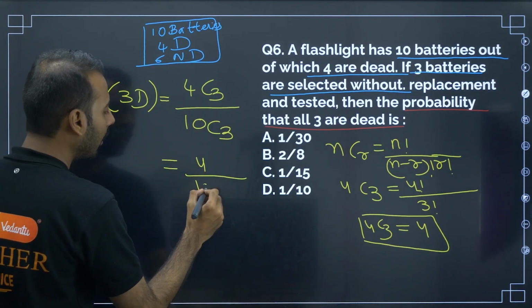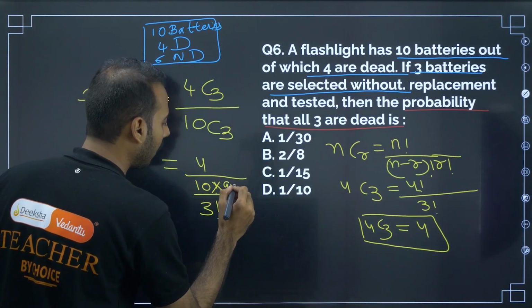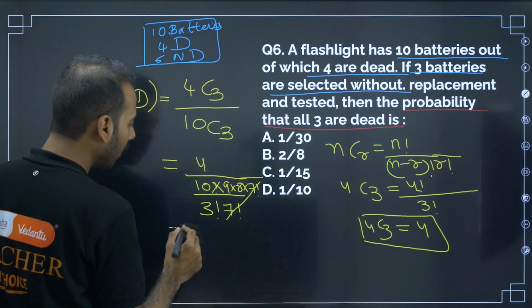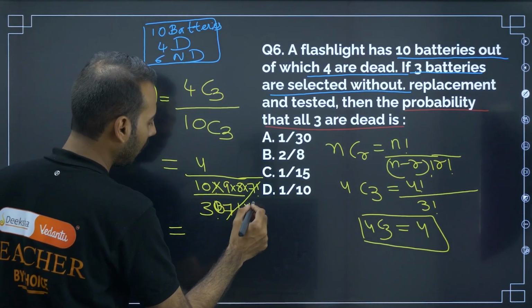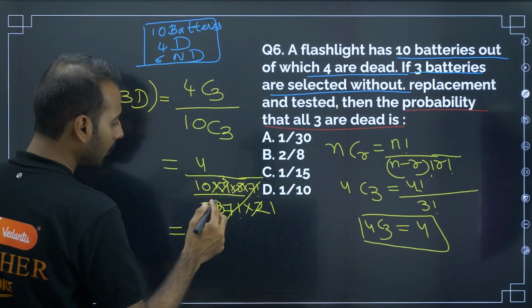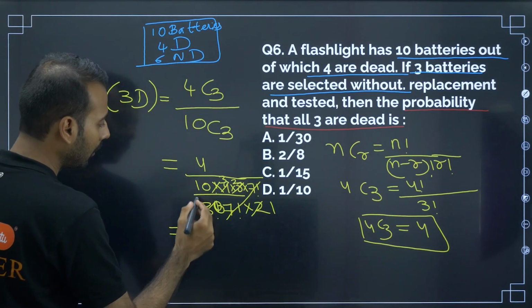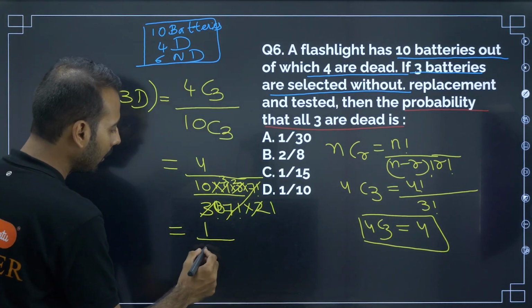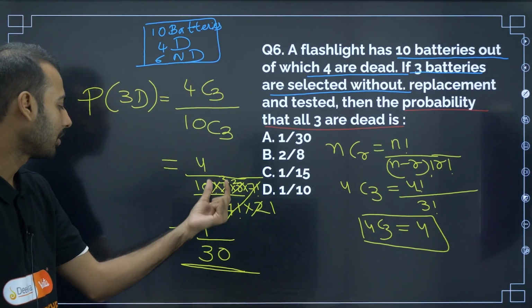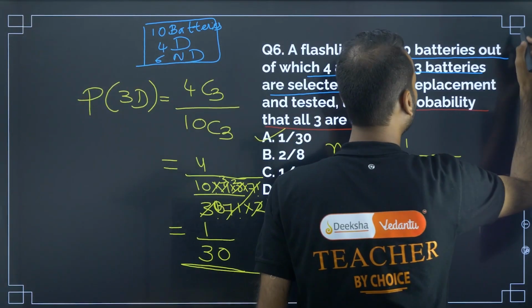In the same way, 10C3 is 10 factorial by 3 factorial into 7 factorial. So 10 into 9 into 8 into 7 factorial, and 7 factorial gets cancelled. Here we are left with 3 factorial, which means 3 into 2. After cancellation and simplification, we are left with 1 by 30. So the answer is 1 by 30. Moving on to the next question.